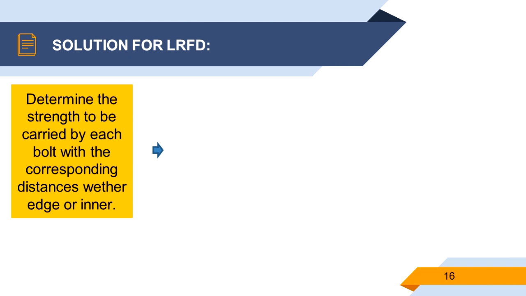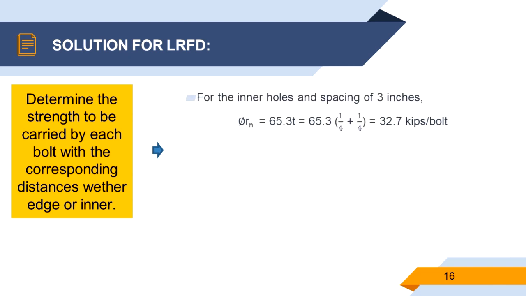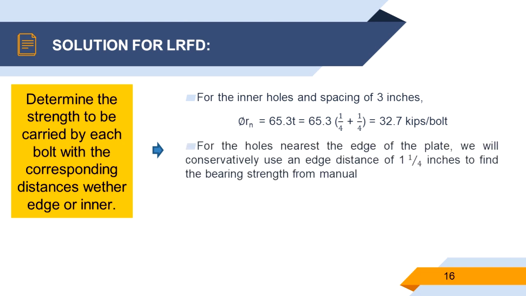For the inner holes and a spacing of 3 inches, phi Rn is equal to 65.3 t. t there is the 2 splice plates, and substituting the value we get 32.7 kips per bolt. For the holes nearest the edge of the plate, we'll conservatively use an edge distance of 1 1/4 inch to find the bearing strength from the manual. phi Rn is equal to 47.3 t, and substituting the value, we get 23.7 kips per bolt.